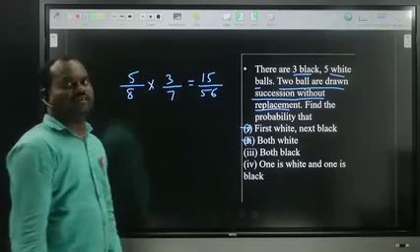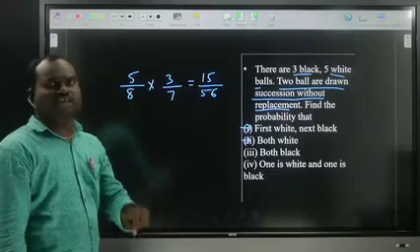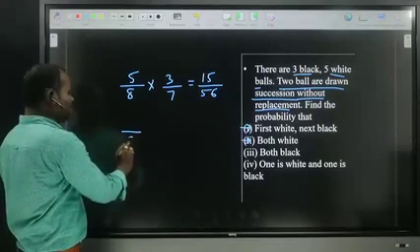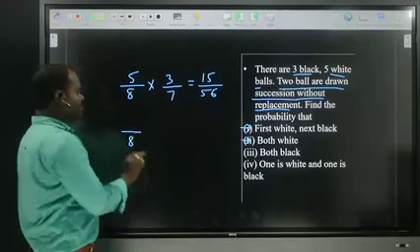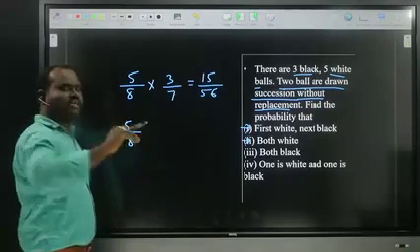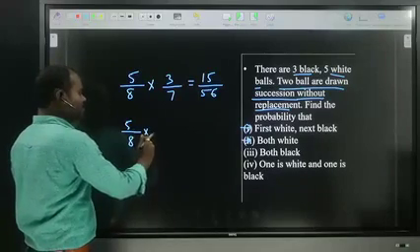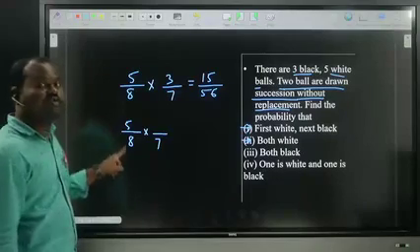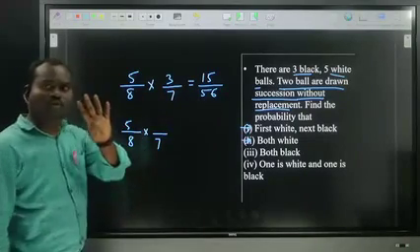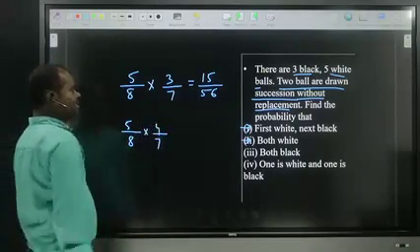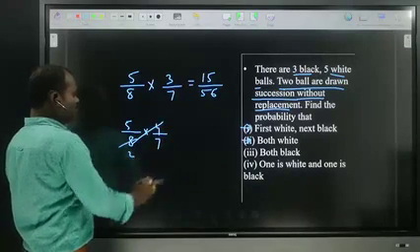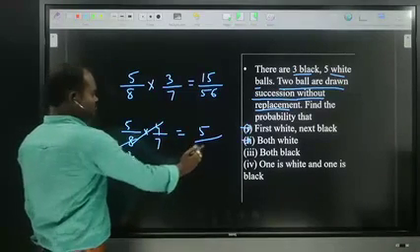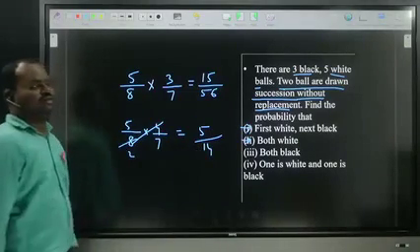Both white means first also white, second also white. First of all, how many balls? 8. You want white; how many whites? 5. Taken, saw the color, kept outside. Now how many are there? 7. That is also white color, and already one white is finished, so out of 5 whites only 4 remain. Any cancellation? 4 twos. 5 by 2 sevens is 14. So 5 by 14. Right, clear?